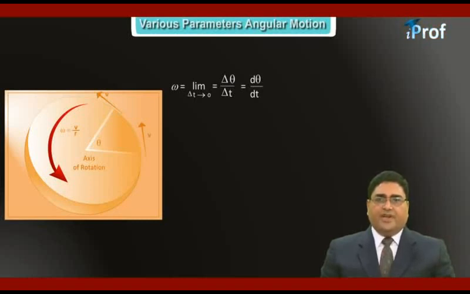So whenever a problem is given describing angular displacement in terms of time and we have to calculate angular velocity, we have to calculate d theta upon dt. Remember, never calculate angular velocity by theta by t. Always calculate angular velocity by differentiating angular displacement with respect to time.